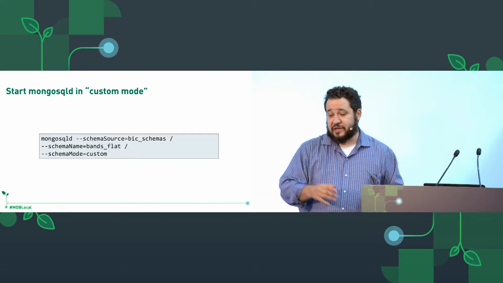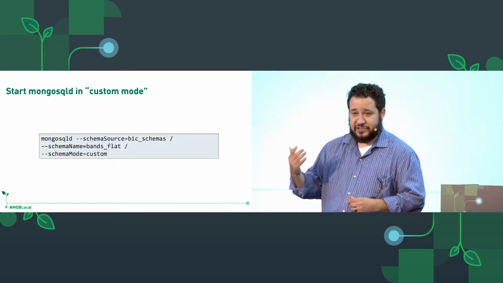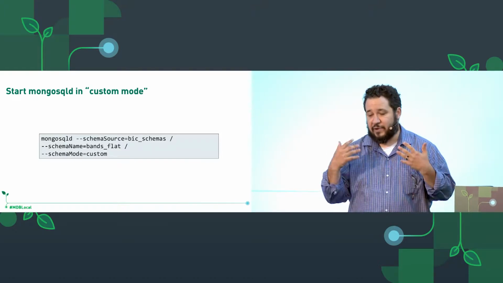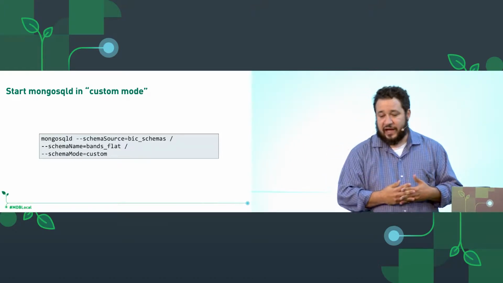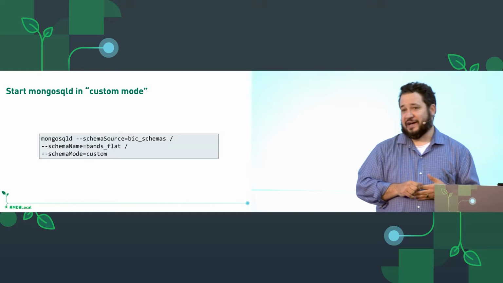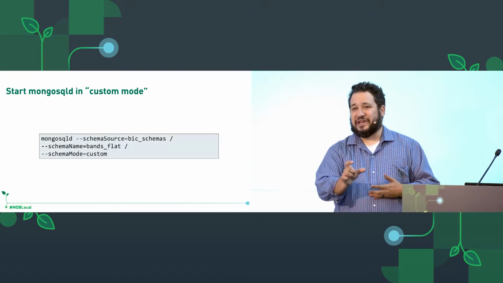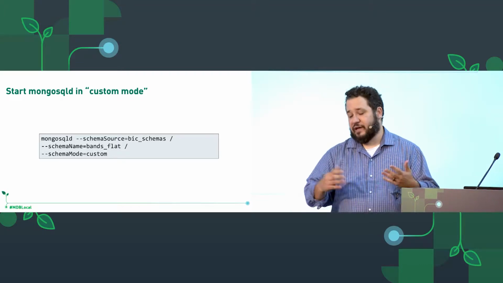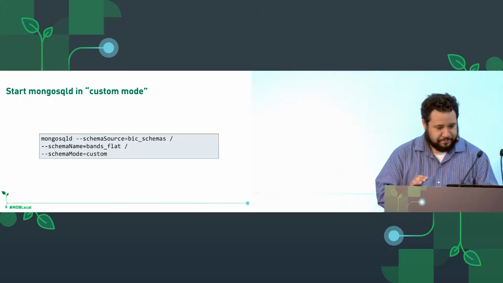And then this is the command that you would issue to actually start the BI connector, and you can see that I'm pointing to a specific schema. I'm identifying my schema source, and I also have a schema mode of custom. That differentiates it from, say, our standalone mode, which defaults to sampling. So you would call it this way.